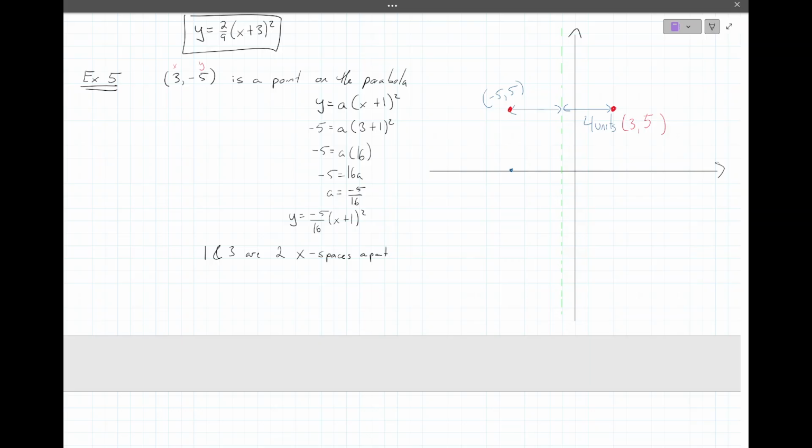If I was at 3 and negative 5 like I originally should have been, and I had a parabola that did that, the same logic would apply at negative 5 and 5. All right, so it's just about using that axis of symmetry to our advantage there.